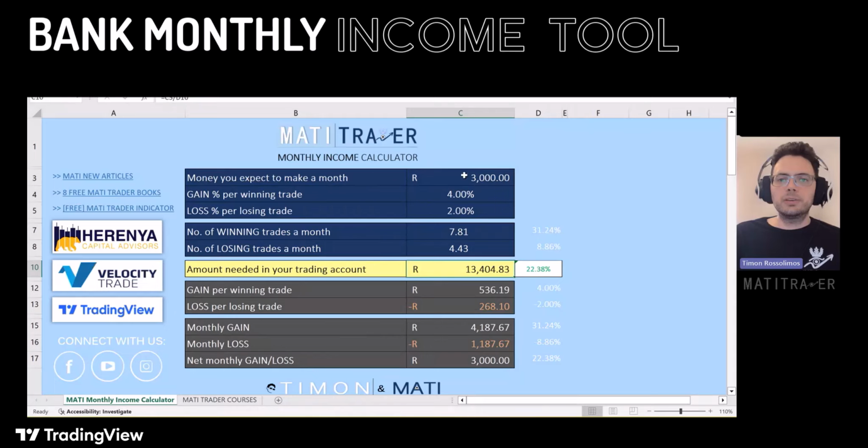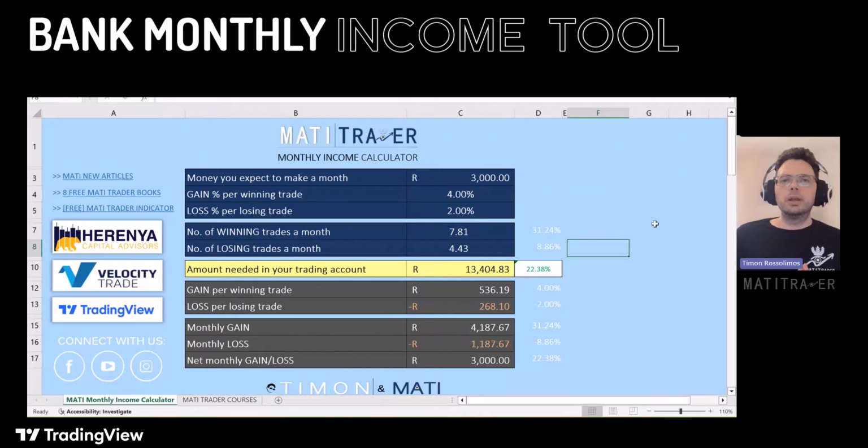Then to work out the amount needed in your trading account, you're simply going to divide the money that you expect to make a month by this percentage. So the winning percentage minus the loss percentage: you're taking 3,000 Rand and dividing it by 22.38%. And that is the amount that you need in your trading portfolio. The calculations are done for you, but I've done this just so you can understand the maths behind it. So now we can speed up and play around with the numbers, okay?